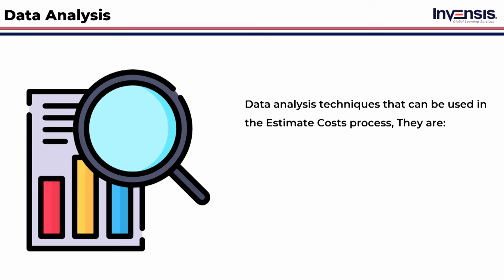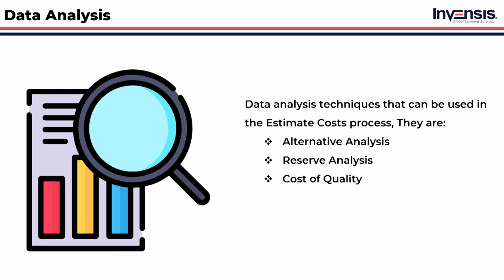Data analysis techniques that can be used in the estimate costs process are alternatives analysis, reserve analysis, and cost of quality. Alternatives analysis is a strategy for evaluating recognized options in order to choose which options or approaches to employ to execute and conduct project activity. Reserve analysis is intended to keep some of the resources for handling the risks. Cost of quality: estimates may be calculated using assumptions regarding the cost of quality. This involves weighing the expense of extra conformance expenditure against the cost of nonconformance. This is all about data analysis and estimating costs.